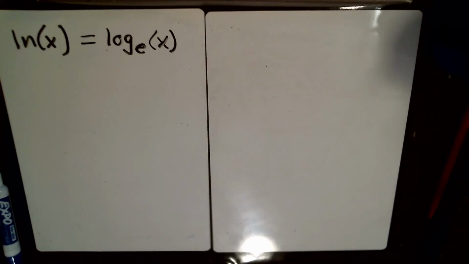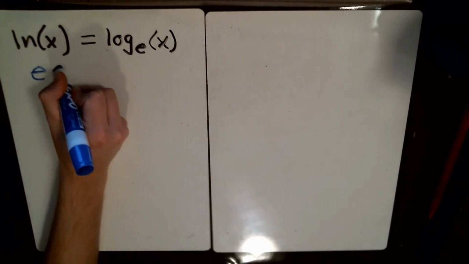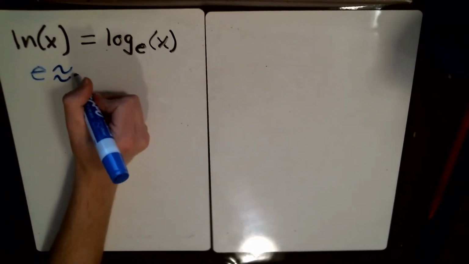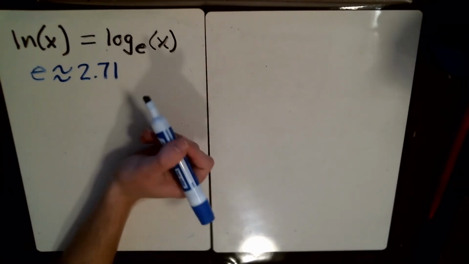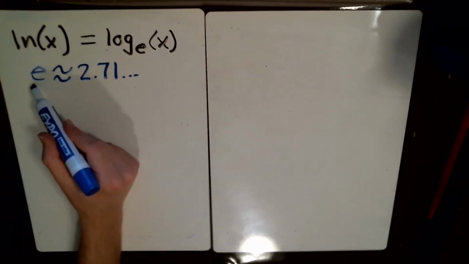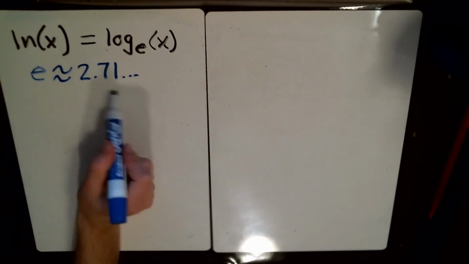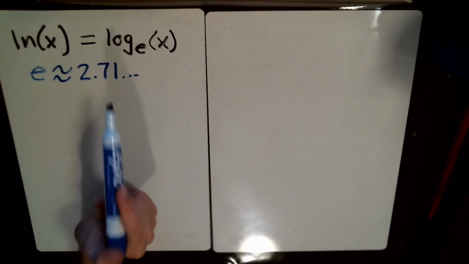And you're probably wondering, what is e? e is a number, and it's kind of like pi in that it's a really long decimal. The number e is about 2.71, and it keeps going on forever. But that's what e means in math. It's a number that's 2.71, and on and on and on.